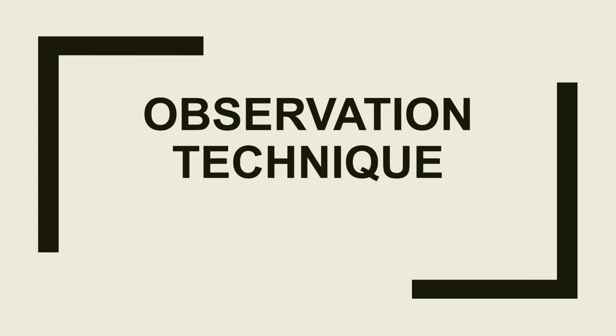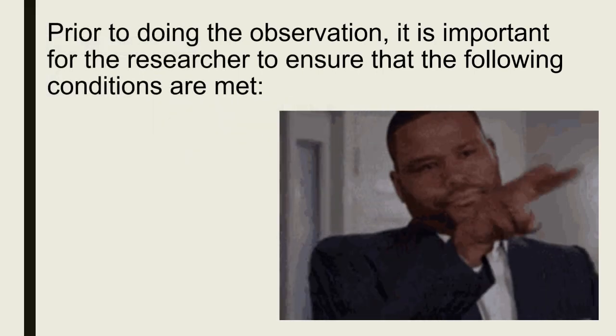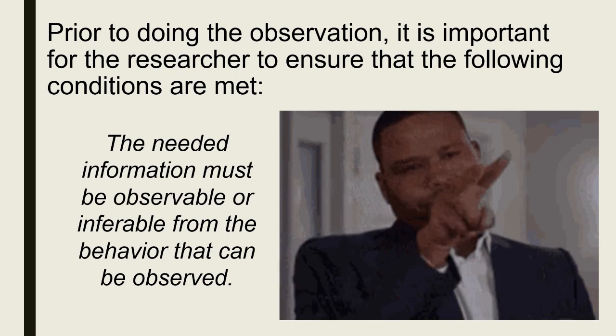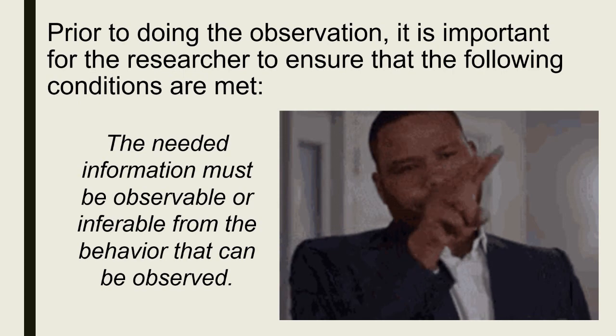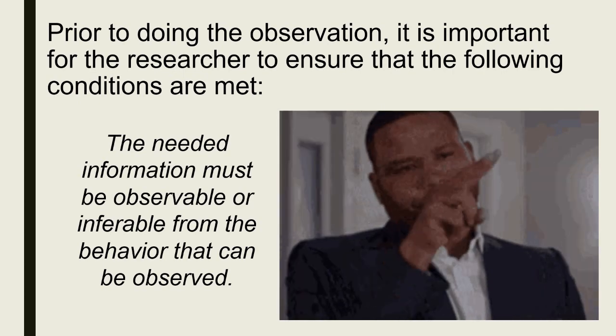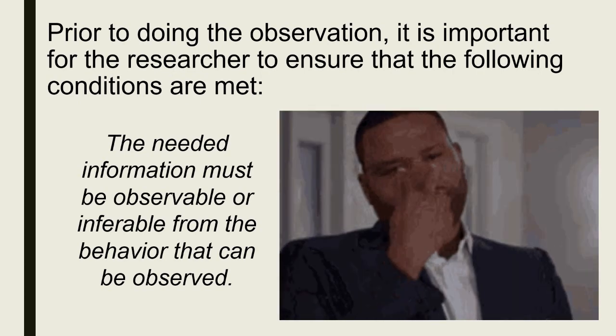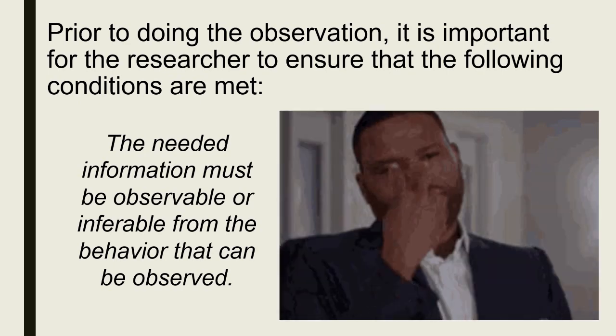And before you start the observation, it is important for the researcher to ensure that the following conditions are met. So first, the needed information must be observable or inferable from the behavior that can be observed. This pertains to activities that are usually seen by other people, such as buying groceries. And for obvious reasons, you can't observe the actions of people when they are inside their homes.